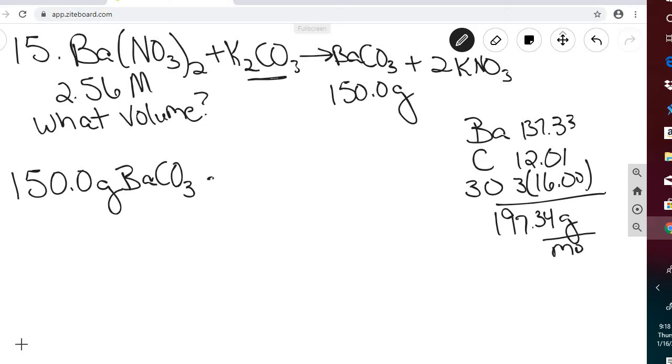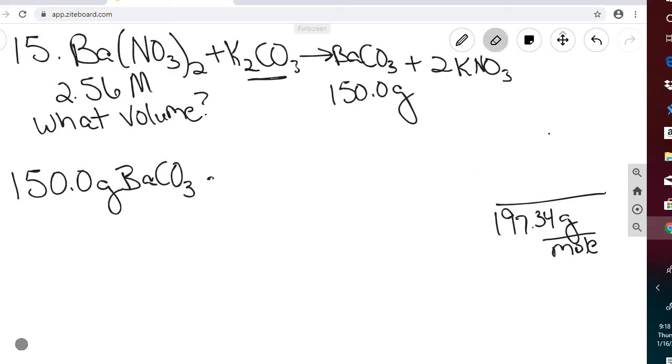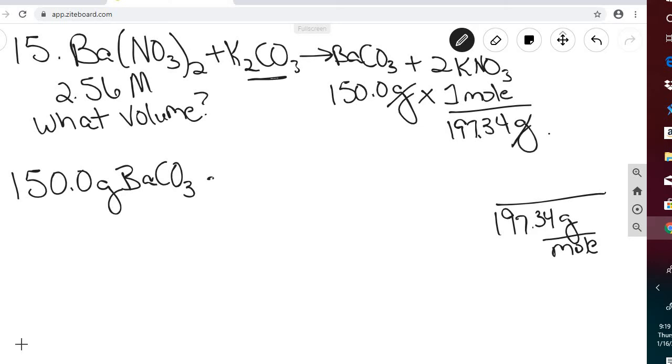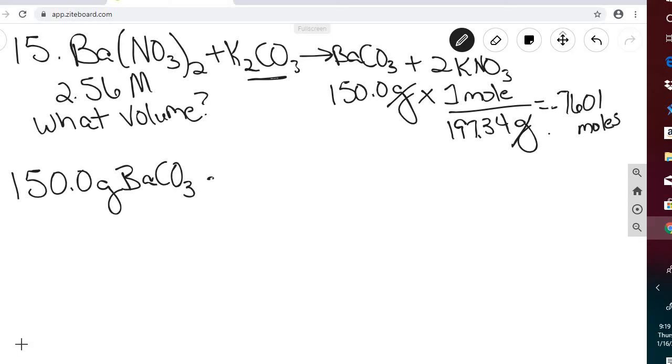Okay, so I'm going to go ahead and erase this so I can free up some room here. So we can convert these grams now to moles. So 1 mole is 197.34 grams. Grams are going to cancel, and we will have moles of barium carbonate, and the number of moles for that would be 0.7601. Okay, now because that is in moles, we can use stoichiometry to get the moles of this.